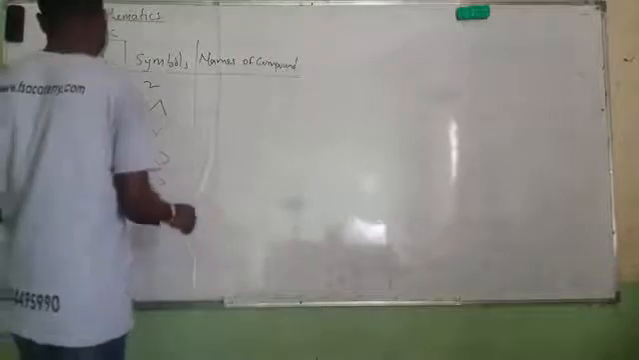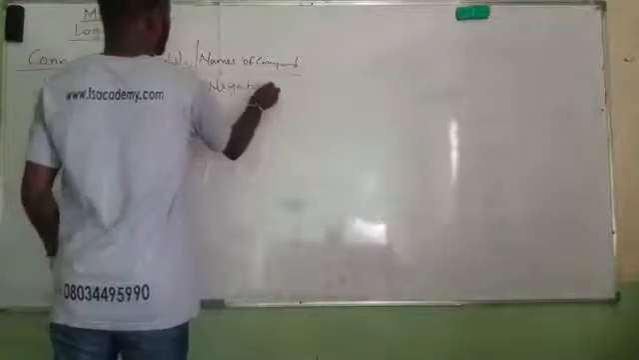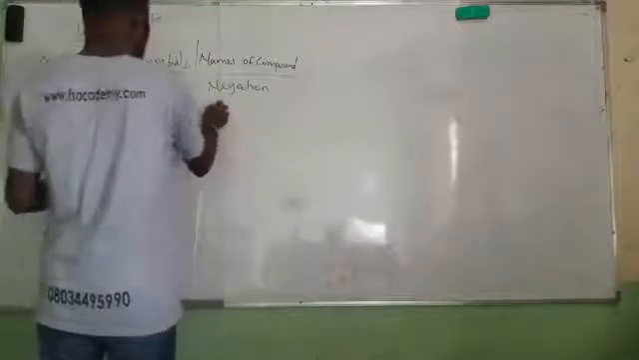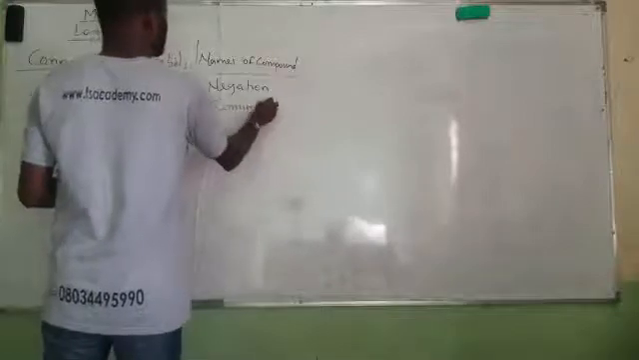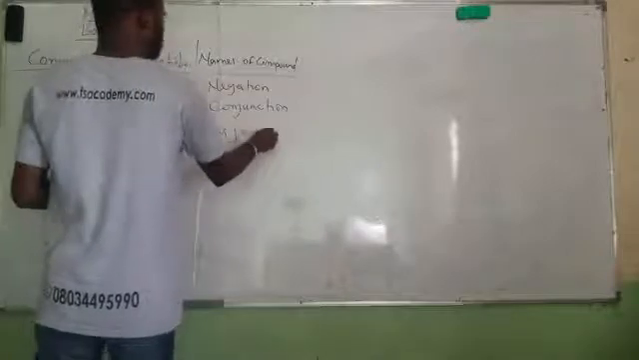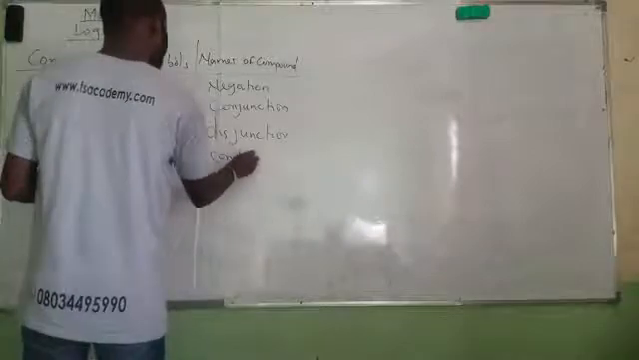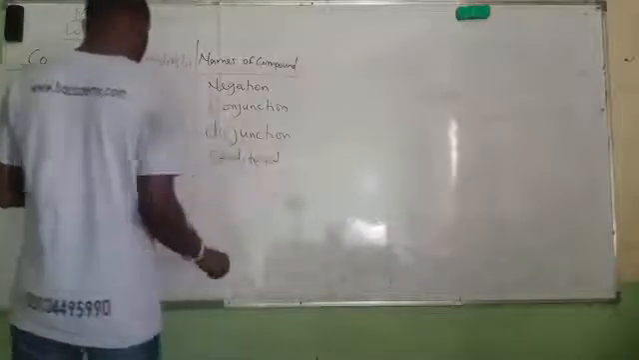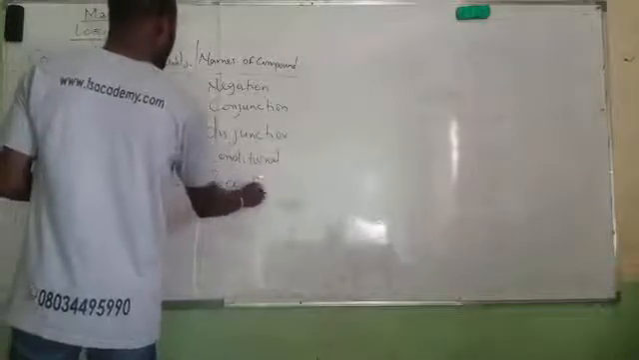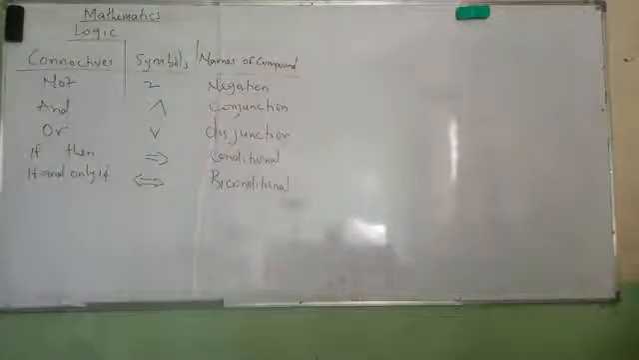Now the names given to them: this is called negation. This is called conjunction, and this one is called disjunction, and this one is called conditional, and this one is called biconditional. Now that is what we need to understand.